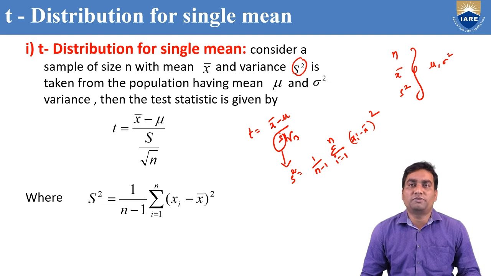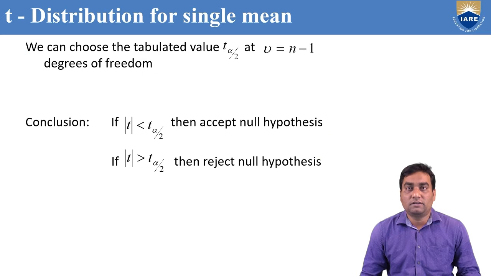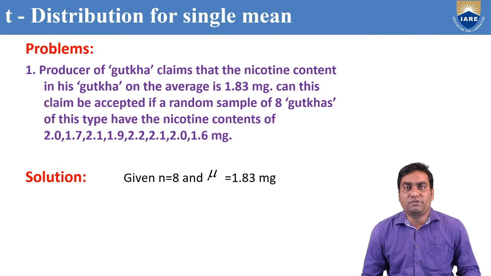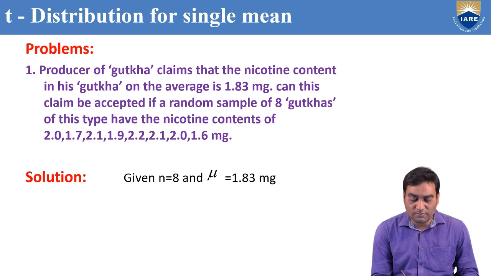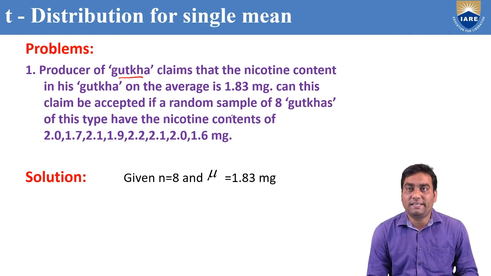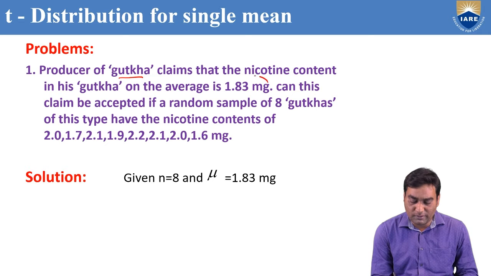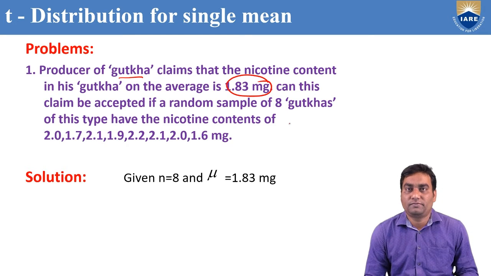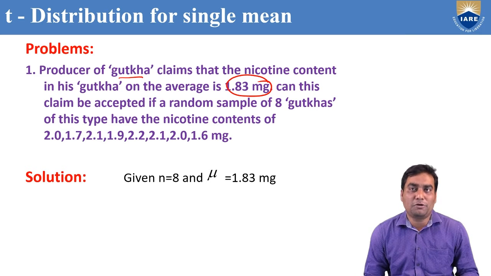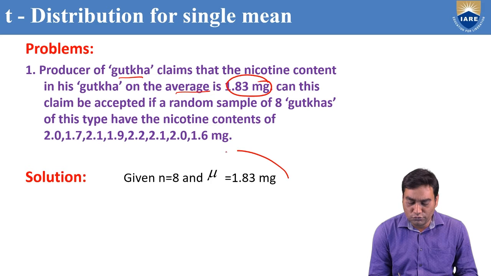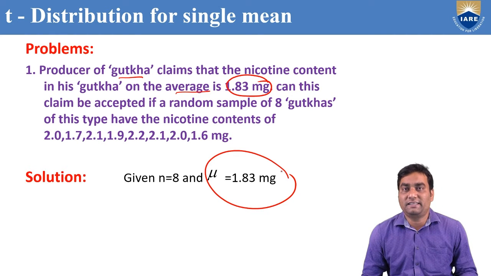Now, how to solve the problems on the t distribution for single mean? Before starting the problems, according to the problem, we need to identify which test is suitable for the given problem. In the first problem, a producer of gutka claims that the nicotine content in his gutka is on average 1.83 mg. The gutka producer is saying that the nicotine content in his gutka averages 1.83. This is a general statement, that means the population average is given, that is mu equal to 1.83.